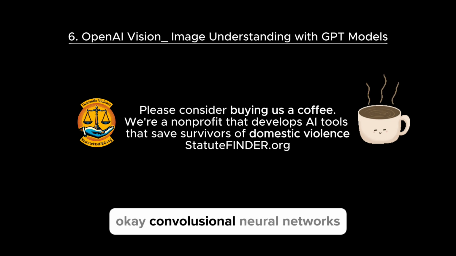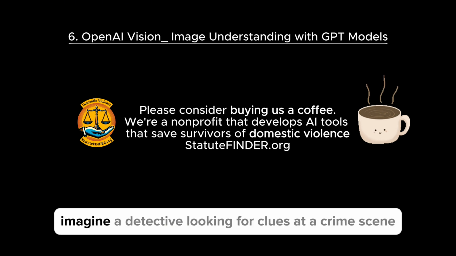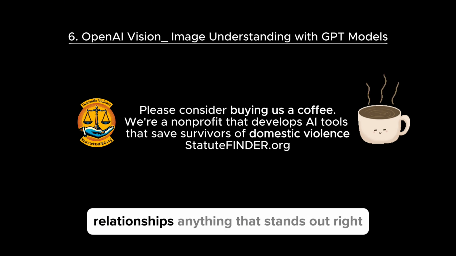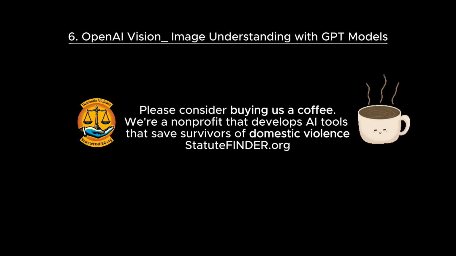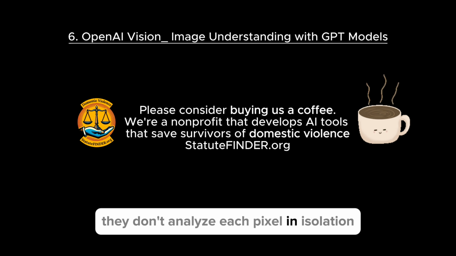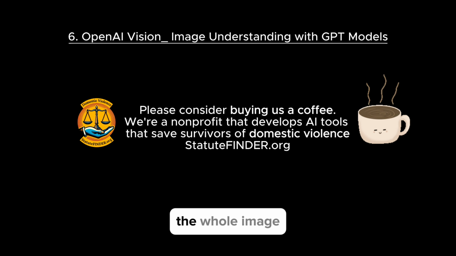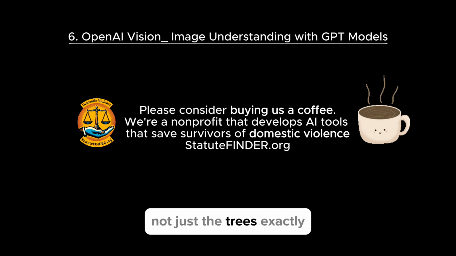Okay. Convolutional neural networks, that sounds pretty complex. What's the simplest way to think about that? Imagine a detective looking for clues at a crime scene. Instead of looking at every single object in detail, they first scan the scene for patterns, relationships, anything that stands out, right? Convolutional neural networks do something similar with images. They don't analyze each pixel in isolation, but they look for patterns and features that help them understand the whole image. So the model is like learning to see the forest, not just the trees.